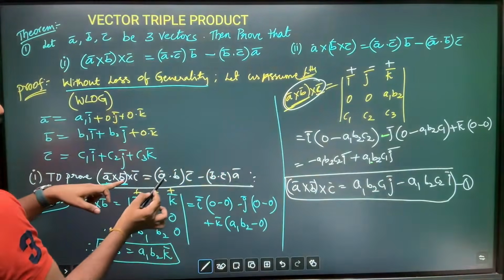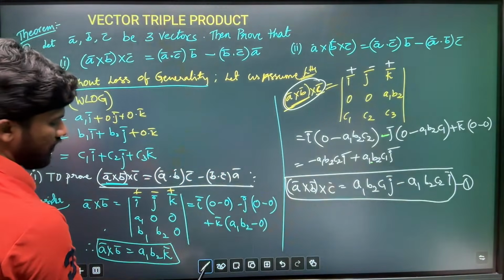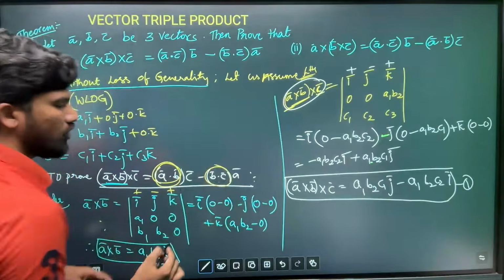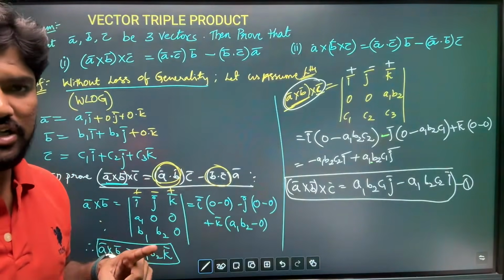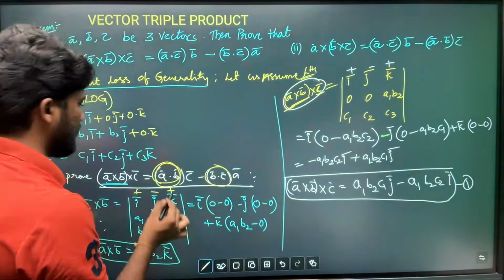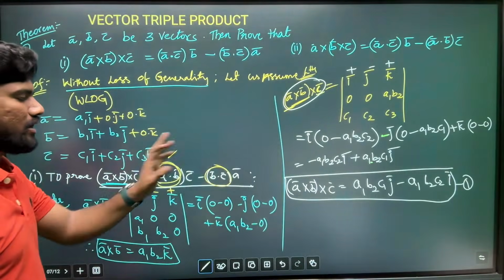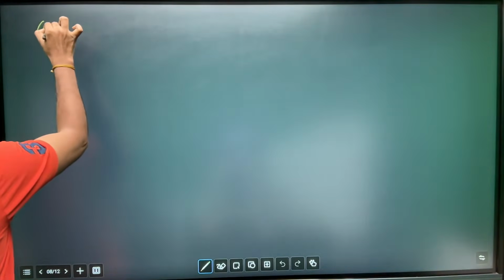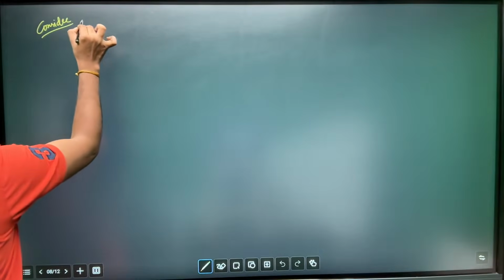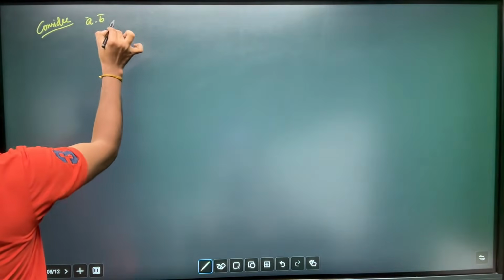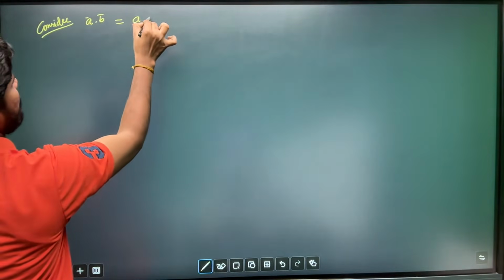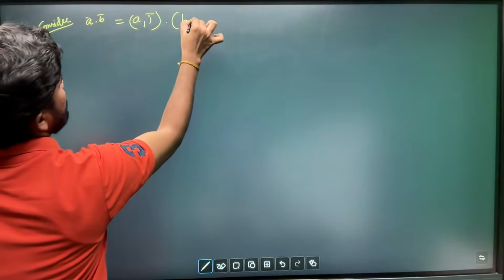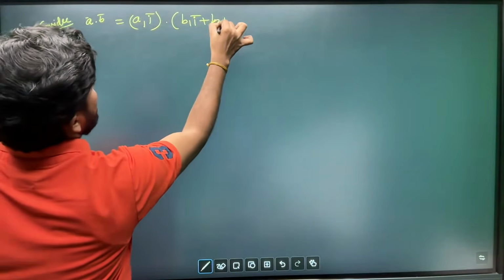Next, what we have to prove is RHS. So we have to prove RHS separately. Please remember this is dot product. Here I am going to explain how to take the dot product between two vectors. So first of all, consider A bar dot B bar and B bar dot C bar. I am not taking RHS directly. A bar dot B bar is equal to, what is A bar value? A1 I bar dot B bar value, B1 I bar plus B2 J bar.